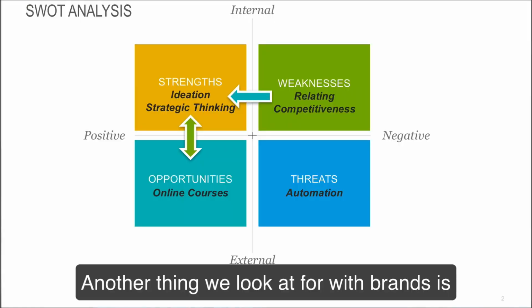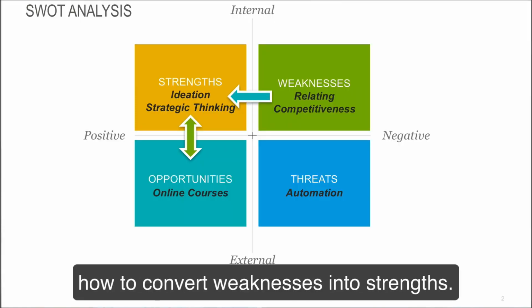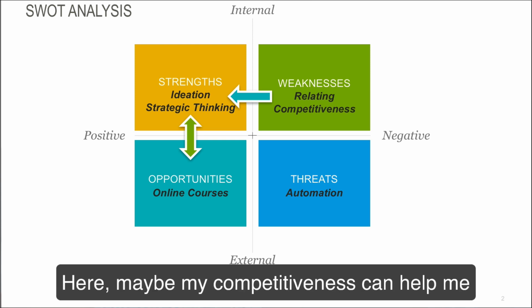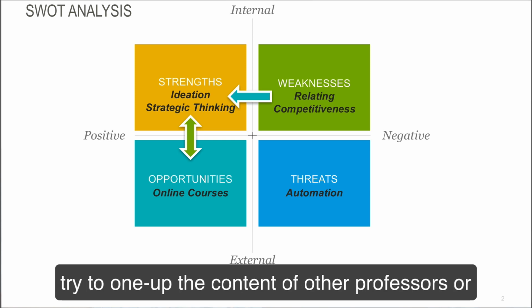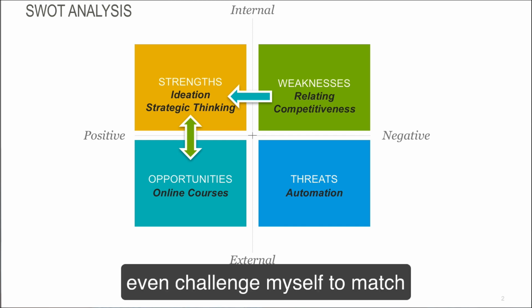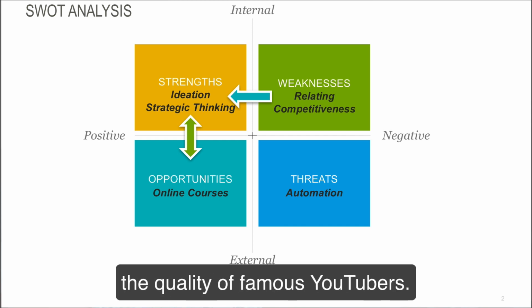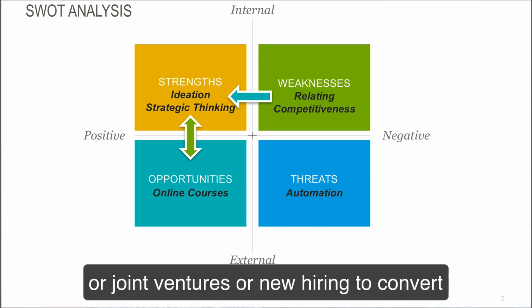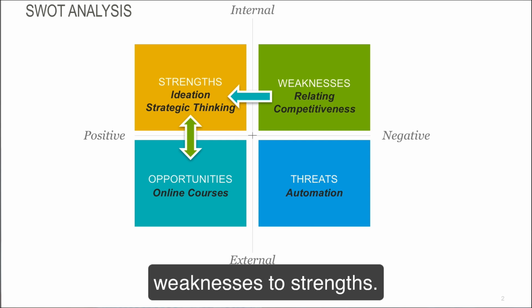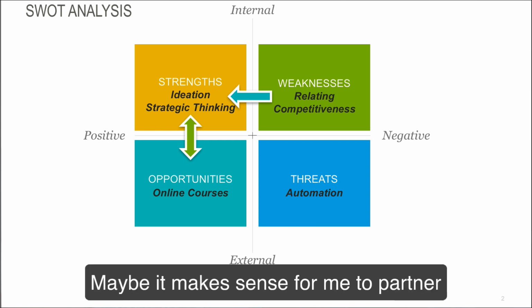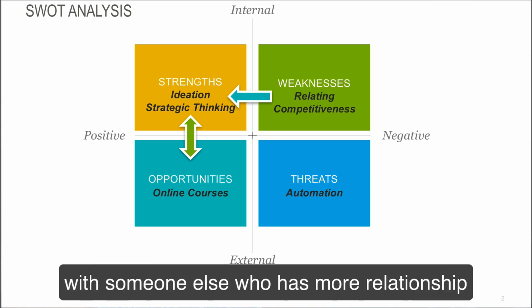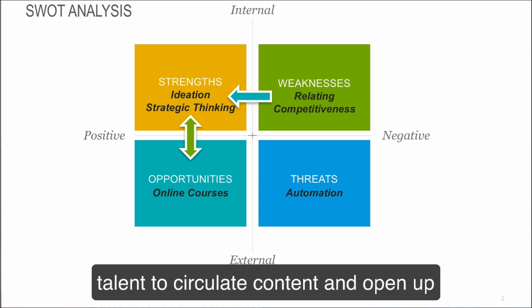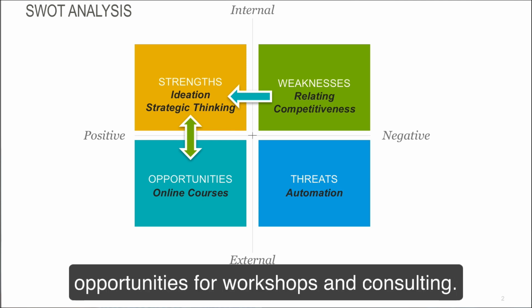Another thing we look for with brands is how to convert weaknesses into strengths. Here, maybe my competitiveness can help me try to one-up the content of other professors, or even challenge myself to match the quality of famous YouTubers. Firms will engage in mergers and acquisitions, or joint ventures, or new hiring to convert weaknesses to strengths. Maybe it makes sense for me to partner with someone else who has more relationship talent to circulate content and open up opportunities for workshops and consulting.